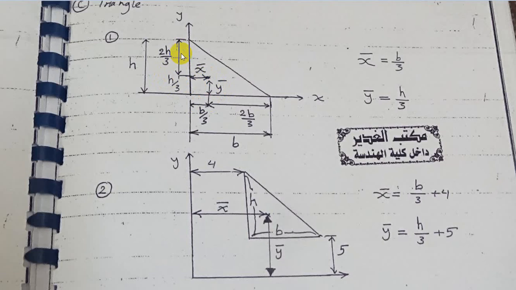So the distance between the midpoint of the triangle, as you can see, right up to the vertex or the upper vertex of the triangle, is going to be like 2h/3, or h by 2 to 3.